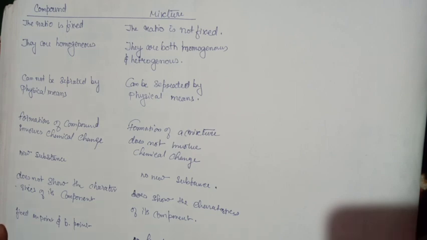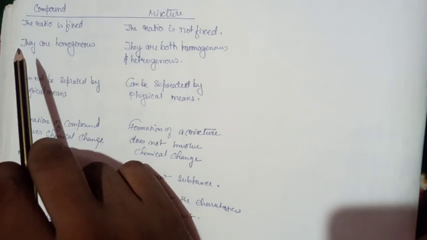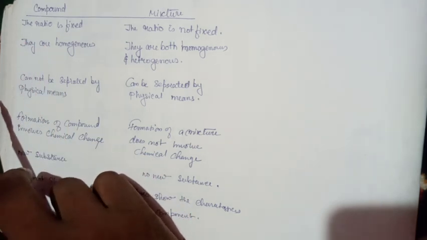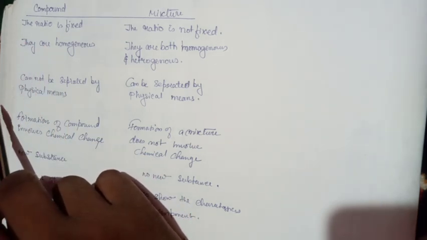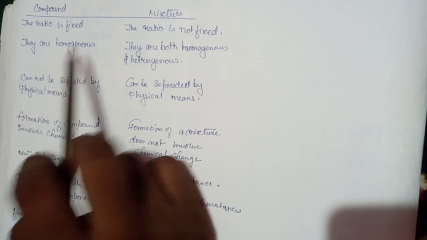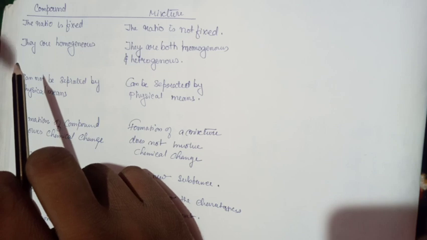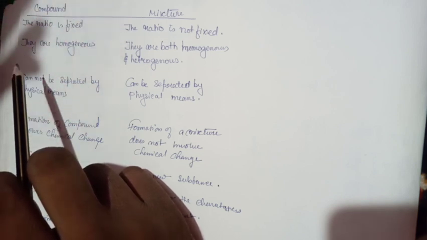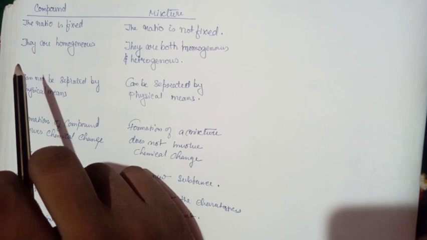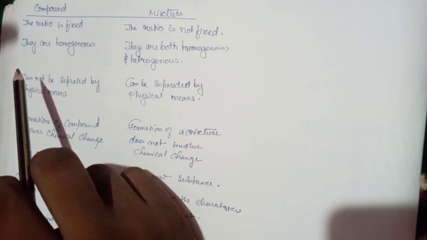Our topic for today is the difference between compound and mixture. So, what is a compound? Compounds are pure substances that are made with elements. And what are mixtures? Mixtures are impure substances that are made with elements or compounds, or both elements and compounds.